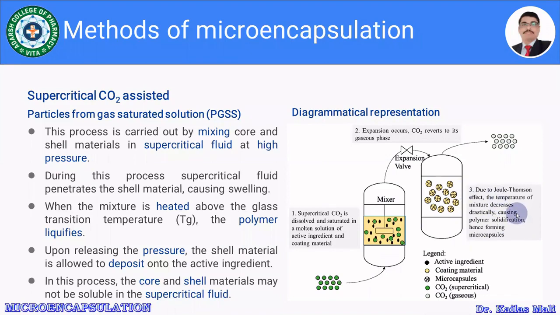So this is about the particles from gas saturated solution, or the PGSS. In the PGSS method, it is carried out by mixing the core and shell material in a supercritical fluid at a high pressure. During this process, the supercritical fluid penetrates into the shell material and causes swelling. When this mixture is heated above the glass transition temperature, the polymer gets liquefied.